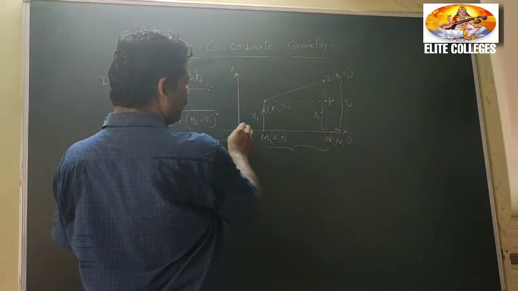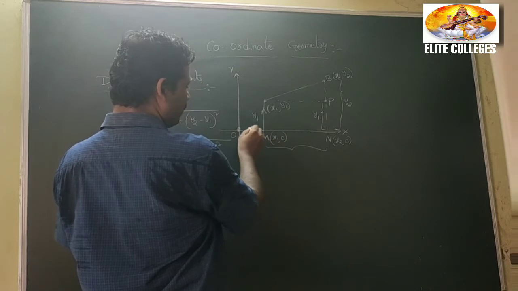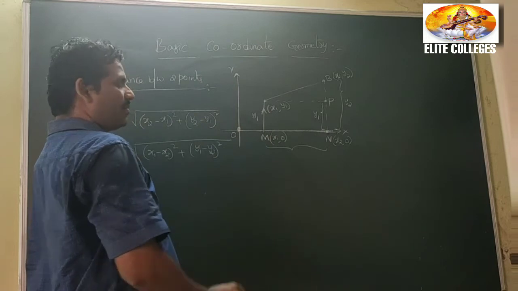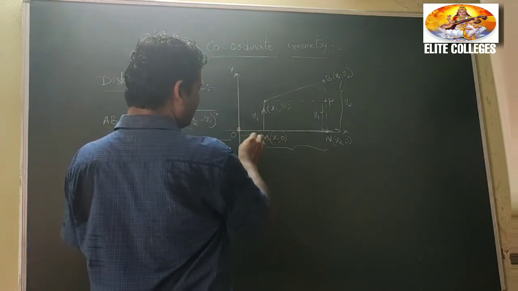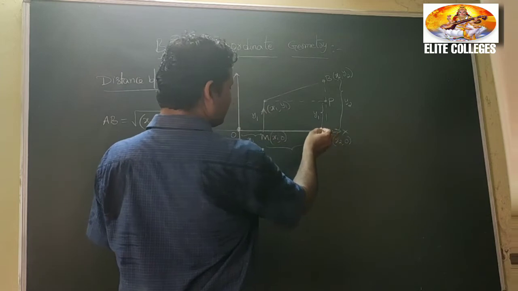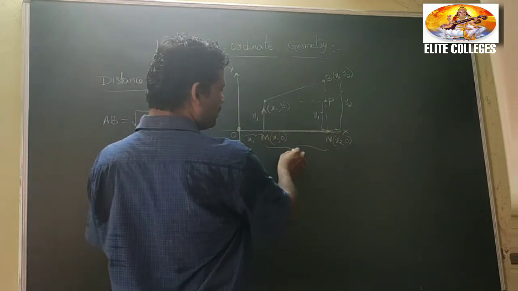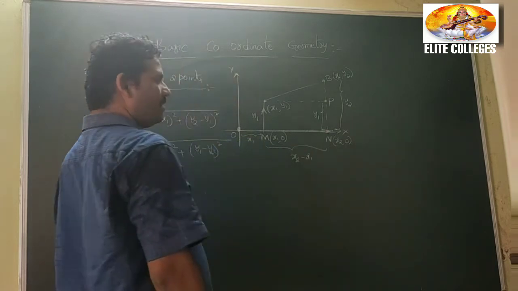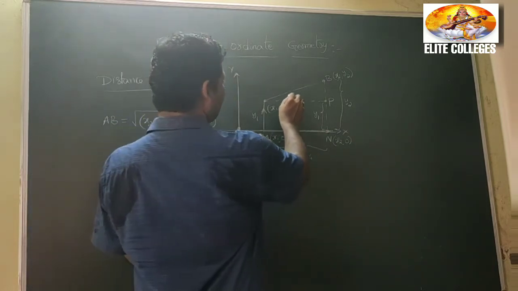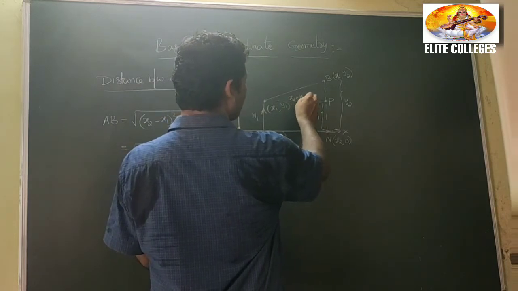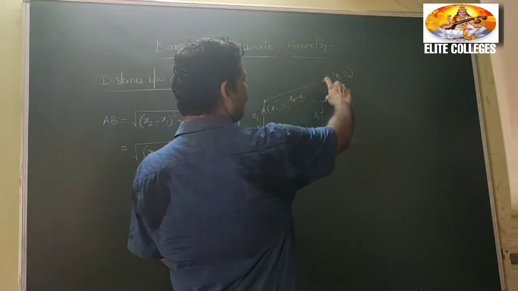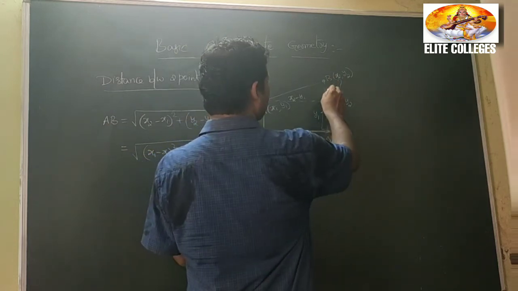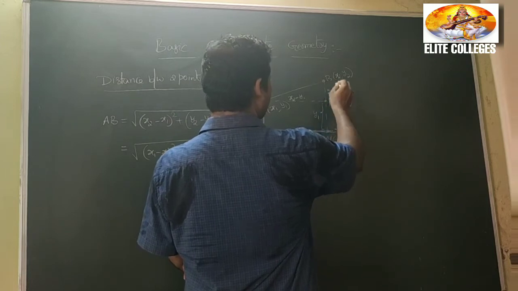Now can you tell me what is this distance? From the origin to this distance is x1. From origin to this distance is x2. So this distance is x1. From here to here, this distance is x2. Then what about this distance? Distance between these two is nothing but x2 minus x1. So this distance is x2 minus x1. What about this distance? BP is nothing but Bn minus Pn. What about this one? y2 minus y1.